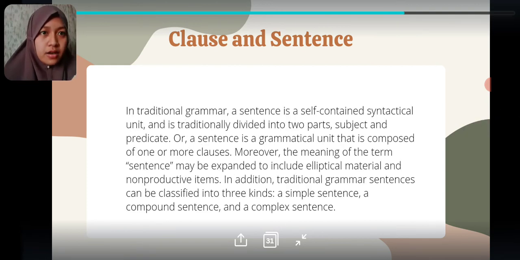In traditional grammar, a sentence is a self-contained syntactical unit, and it's traditionally divided into two parts, subject and predicate. Or a sentence is a grammatical unit that is composed of one or more clauses. Moreover, the meaning of the term sentence may be expanded to include elliptical material and non-productive items. In addition, in traditional grammar, sentences can be classified into three kinds: a simple sentence, a compound sentence, and a complex sentence.